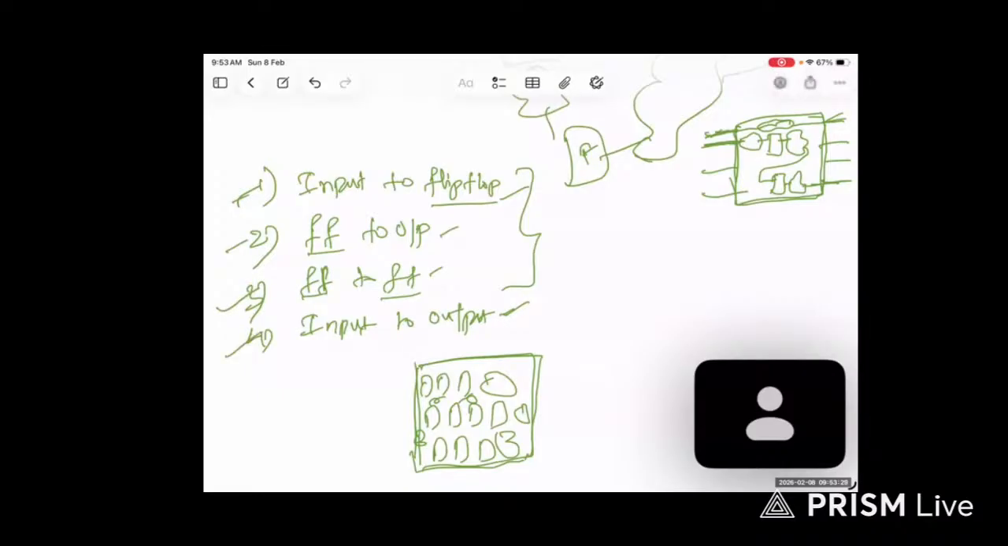Okay. And in that, which is the most time consuming path among all these four, which is going to be the most time consuming path, is going to be my critical path. Flop to flop, sir. Yeah, who was that?